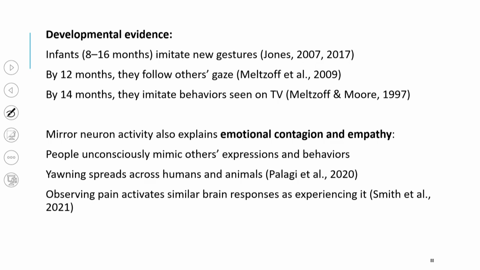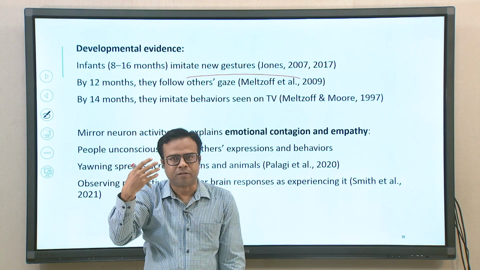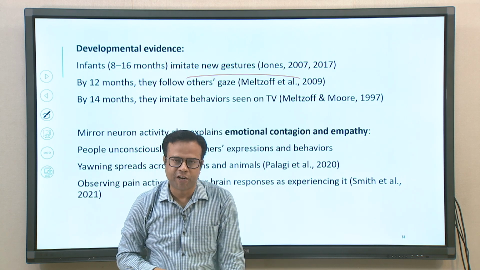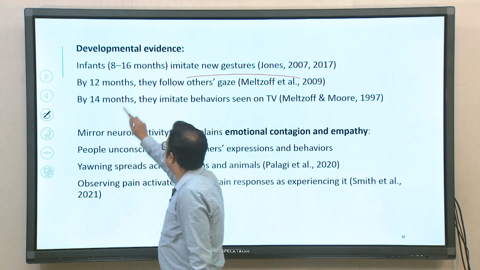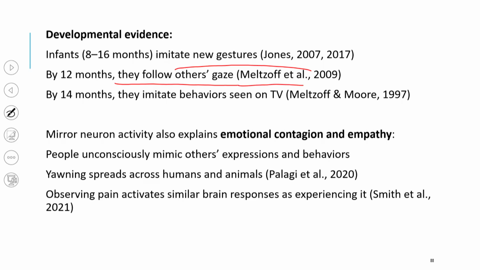For example, infants from 8 to 16 months imitate new gestures. Even infants start imitating the actions of their parents and other people. So, that means these neurons are functional at that stage also. By 12 months, they follow others' gaze. By 14 months, they imitate behavior seen on TV, even on screen. So, imitation is very early, it is available in an infant also.